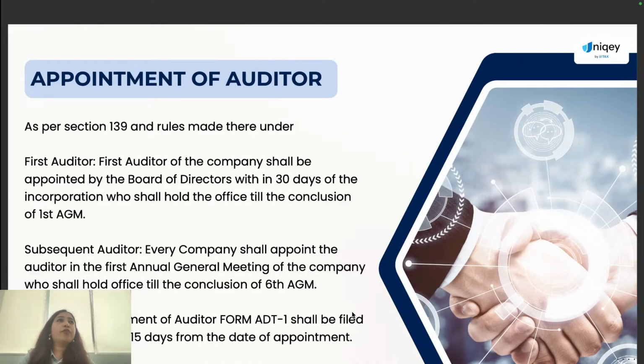For the appointment of auditor, there is a requirement to file Form ADT-1 within a period of 15 days. Some companies prefer not to file Form ADT-1 for the first auditor, but it is recommended, and important, that every company should file ADT-1 for the first auditor of the company.